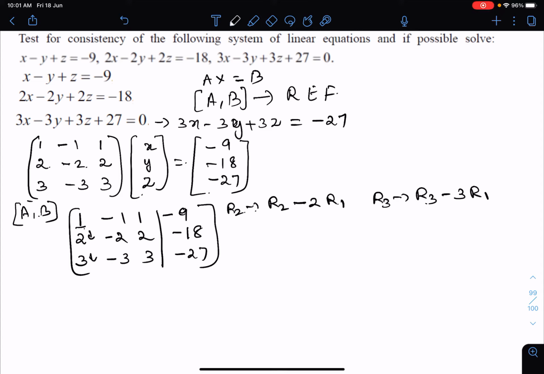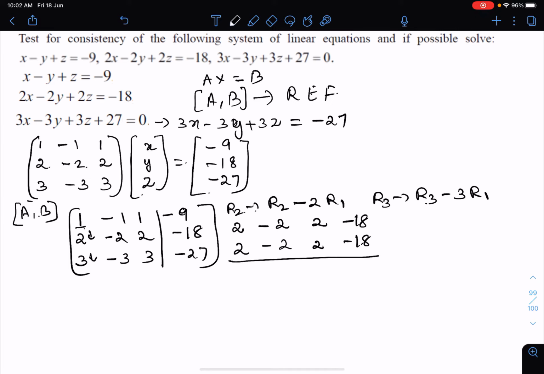What is our row 2? 2, minus 2, 2 and minus 18. 2 into row 1 is 2, minus 2, 2 and minus 18. Now coming to our subtraction, change the sign: all the plus becomes minus and minus becomes plus. So both are equal with opposite sign, you cancel and put 0 here; both equal, opposite sign, 0; both equal, opposite sign, 0; both equal, opposite sign, 0.